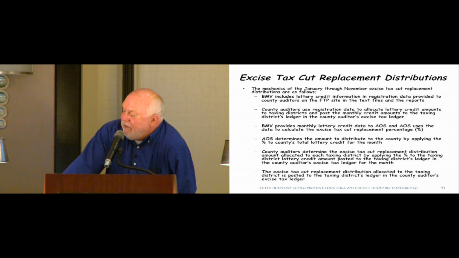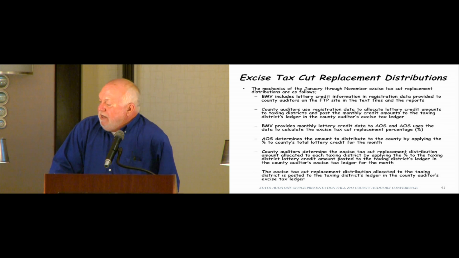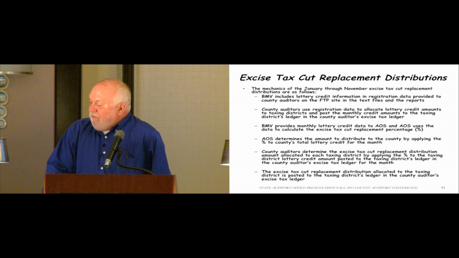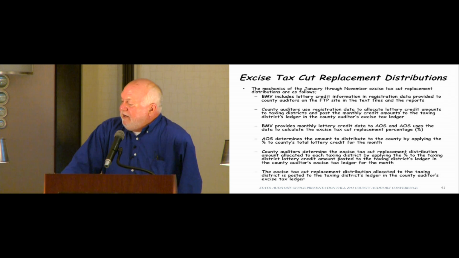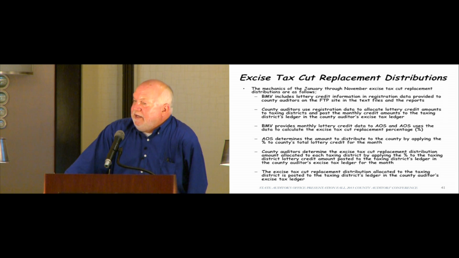Okay, the mechanics of the excise tax cut replacement distributions. The Bureau gives us the lottery credit information and the registration data that they provide to the county auditors. You use that registration data to allocate the lottery credit amount to your taxing districts, and you must post a monthly credit amount in the excise ledger.